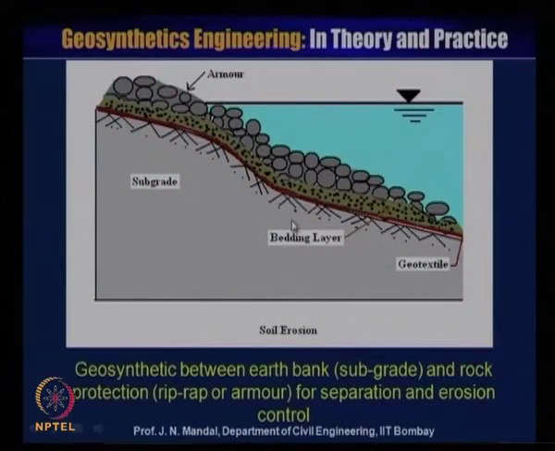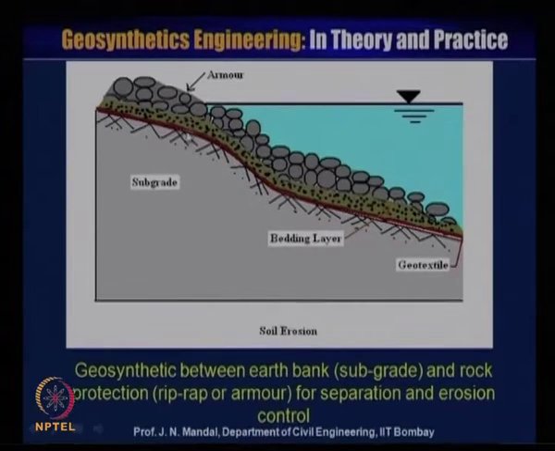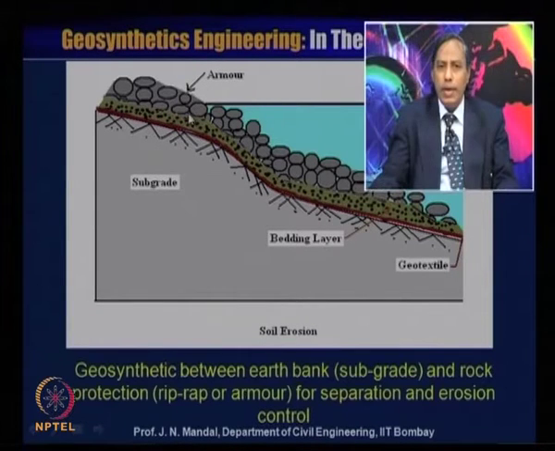This is for erosion control. You can see the red one is the geotextile material. This is the bedding layer, the subgrade, and there is a sand layer, and the armor is on the top. There is a possibility that this armor or rock material can penetrate into the geotextile material if you directly place it. So instead of that, you can provide a sand layer which will act as a cushion, and after that you can provide the armor material.